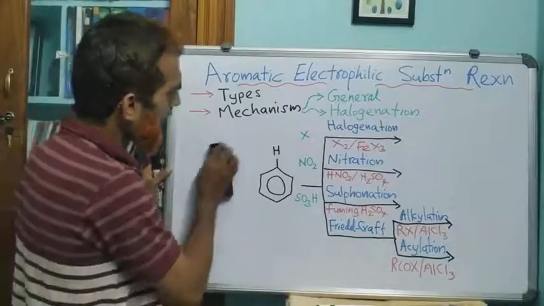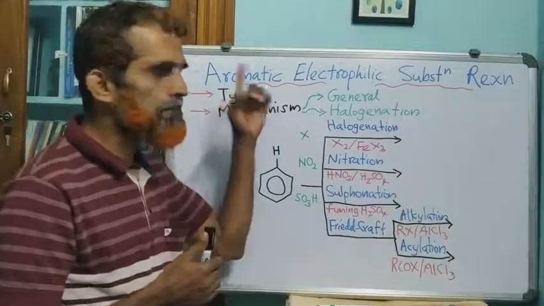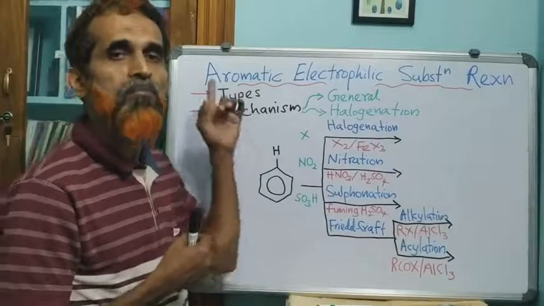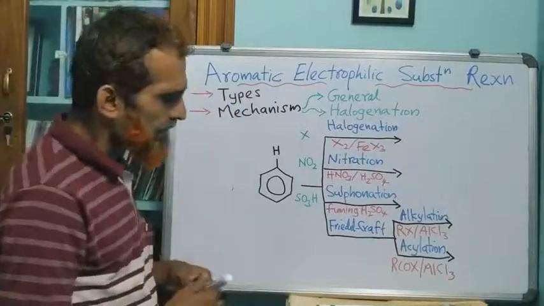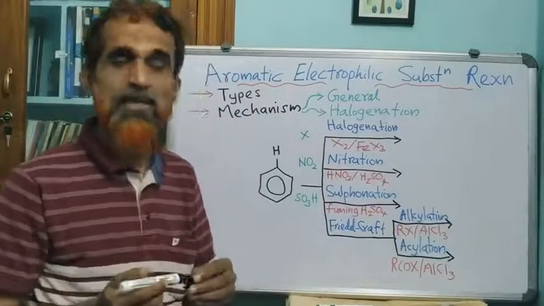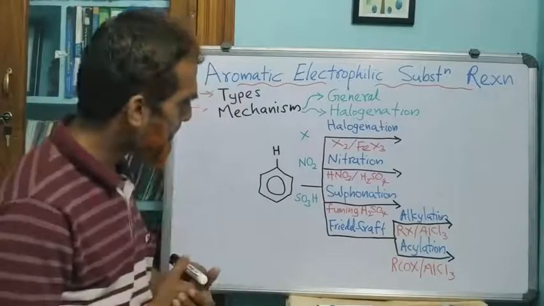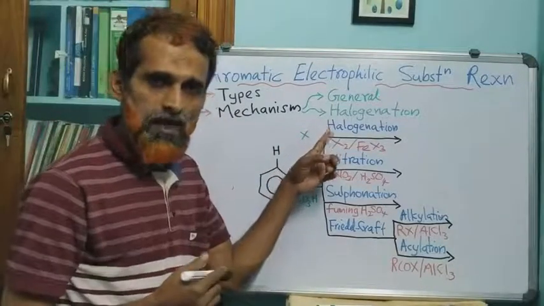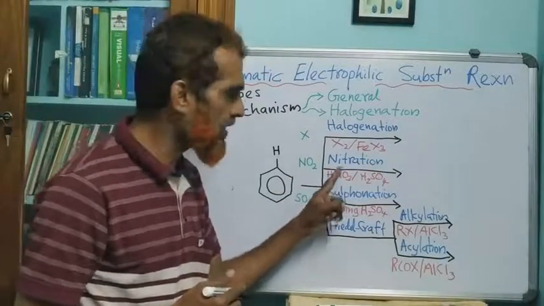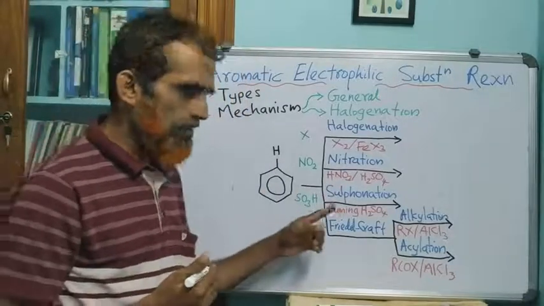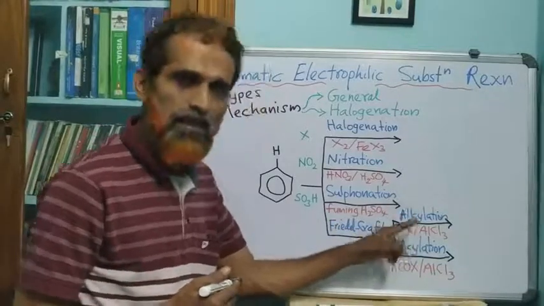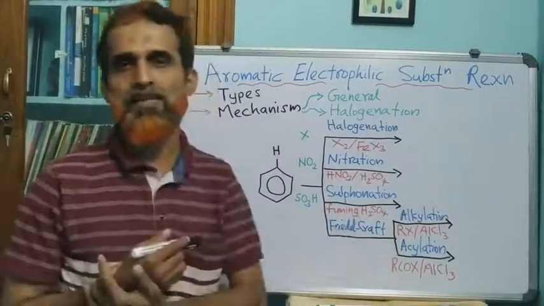Now we will discuss what are the different types of electrophilic substitution reactions and what is the mechanism of each of them. First, let us go into the types of electrophilic substitution reactions. There are mainly 5 types. One is halogenation, number 2 nitration, number 3 is sulfonation, number 4 Friedel-Crafts alkylation, and number 5 Friedel-Crafts acylation. Famous 5.